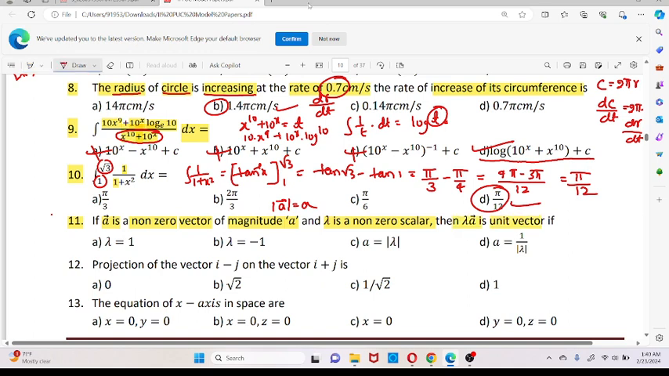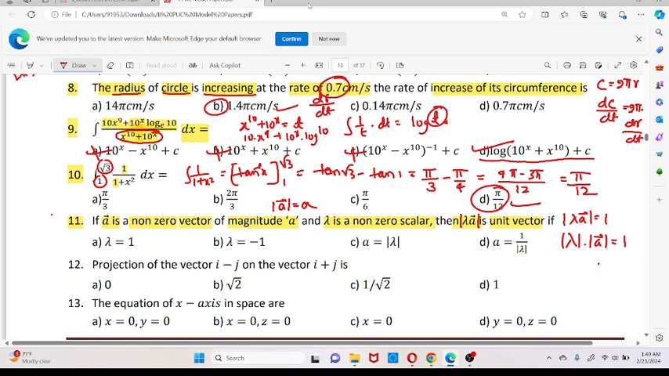Unit vector is nothing but what? Its magnitude is always equal to what? 1. So magnitude of lambda times A is what? 1. If I split this, it is modulus of lambda times modulus of A, that is magnitude of A, equal to 1.